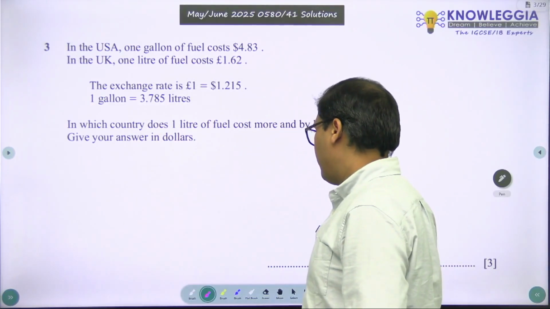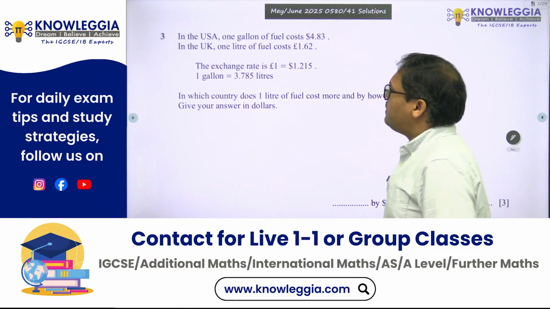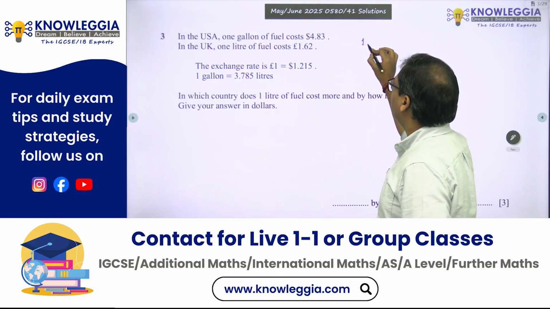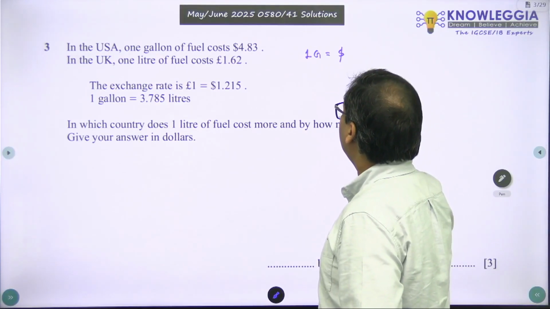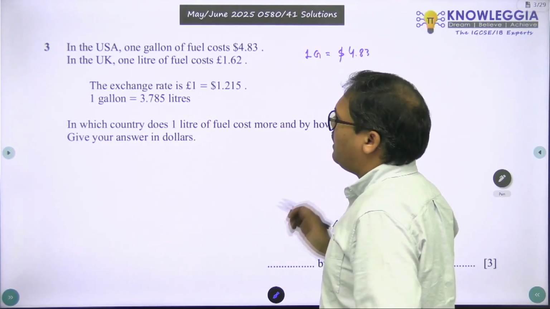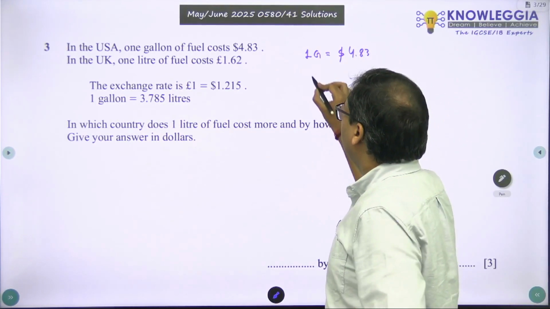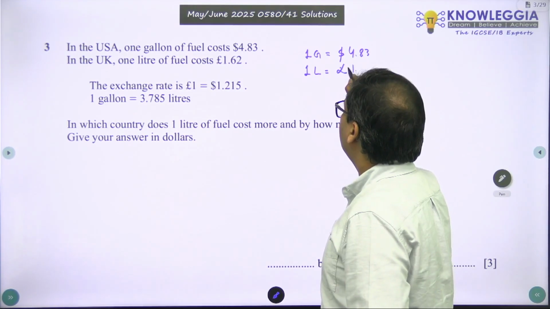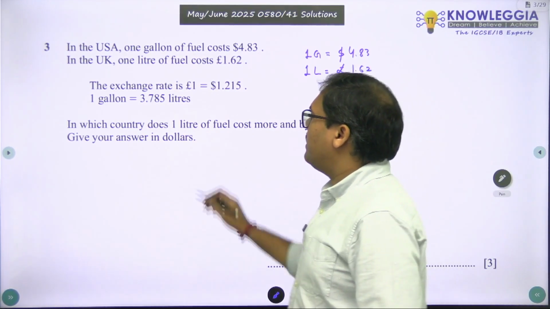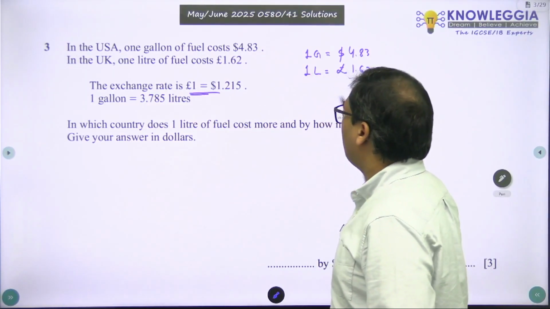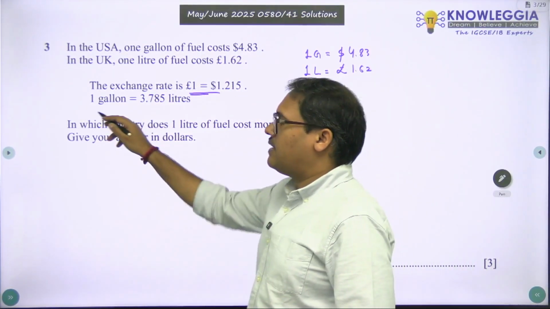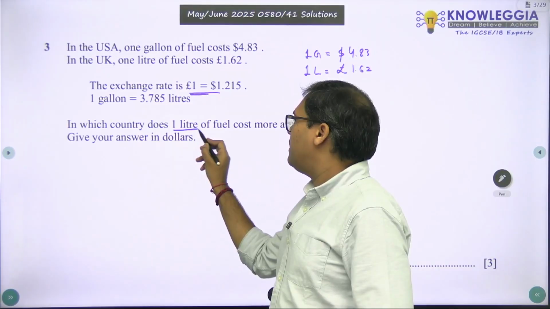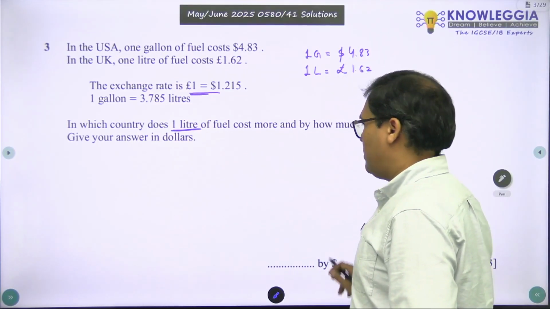Okay, now this is the question. In the USA, 1 gallon of fuel costs $4.83. And in UK, 1 liter costs 1.62 pounds. The units are different here. The exchange rate is also given: 1 pound is equal to this many dollars. And 1 gallon in liters is also given, this is 3.784. In which country does 1 liter of fuel cost more, and by how much? You have to give the answer in dollars.